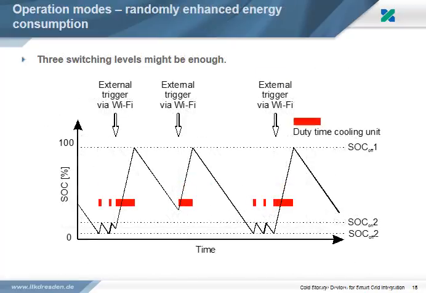If the preferred energy consumption times occur randomly, 3 switching levels might be enough. This could be the case in energy systems with fluctuating sources, for example, to increase self-consumption in PV systems. 2 switching points are required to keep the storage on a low charging level. Then the storage is able to absorb cold when the refrigeration unit starts running on an external trigger signal. The third level is only necessary to switch off the cooling unit in case of full storage. We integrated this operation mode into our demonstration model using the Wi-Fi connectivity.